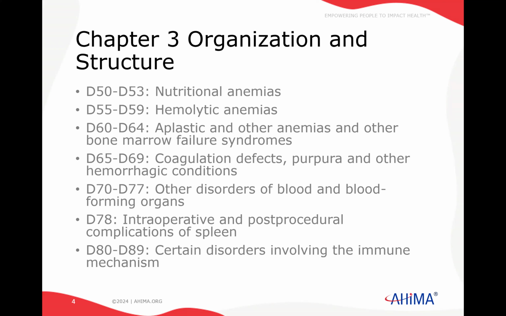D50 through 53 is nutritional anemia. D55 through 59, hemolytic anemias. D60 through 64, aplastic and other anemias and other bone marrow failure syndromes. Then we have 65 through 69 for coagulation defects. D70 through 77, other disorders. 78 is intraoperative and post-procedural. And then we have D80 through D89, certain disorders involving the immune system.